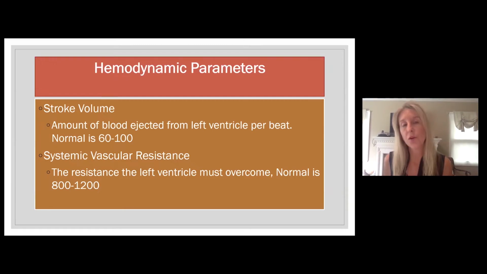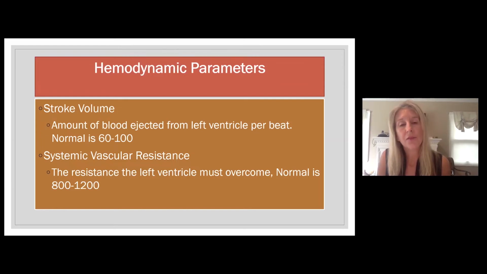Stroke volume. Stroke volume is the amount of blood ejected from the left ventricle per beat. Normal stroke volume is very similar to a normal heart rate, 60 to 100. Systemic vascular resistance is that parameter that tells you how hard the left ventricle has to work to perfuse your organs. What is the resistance?